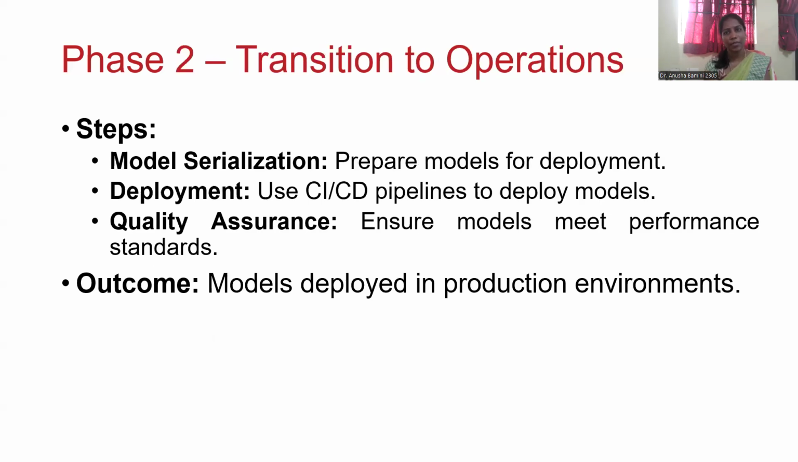The second phase is called transition to operation. We developed a model in phase one, so the next step is model serialization, deployment, and quality assurance. We are preparing the model for deployment. For deployment we need a container, either DevOps or GitHub. The containerization concept is applied here to set up the proper environment for the model.